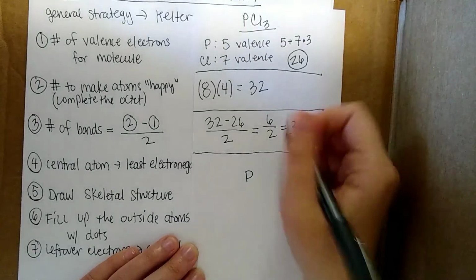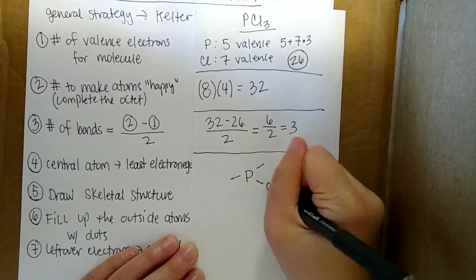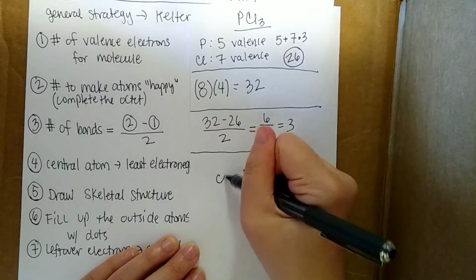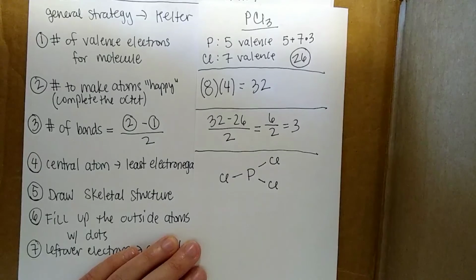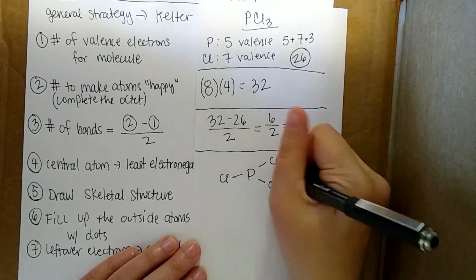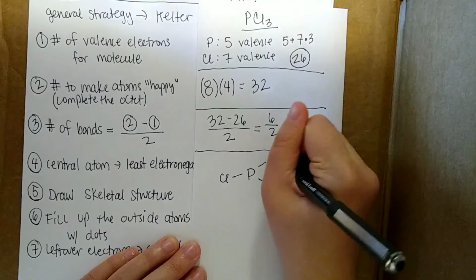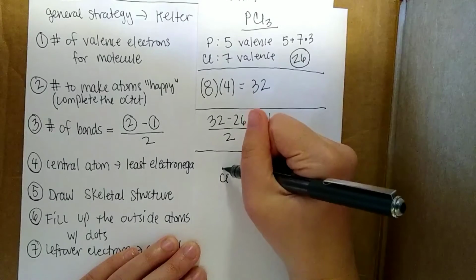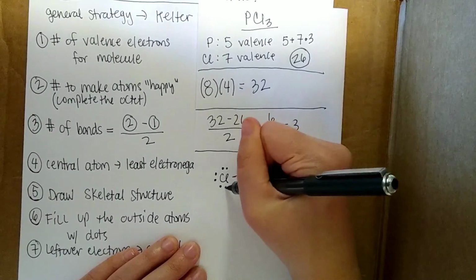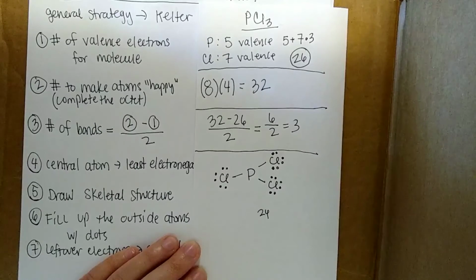Phosphorus is going to have 3 bonds, 1 to each chlorine. So 1, 2, 3. So far we've used up 2, 4, 6 of our 26 electrons. So we need to fill up all of these chlorines so that we can reach 26. So we're at 6, 7, 8, 9, 10, 11, 12, 13, 14, 15, 16, 17, 18, 19, 20, 21, 22, 23, 24. So we filled up all the chlorines, and we only have 24 electrons used up.